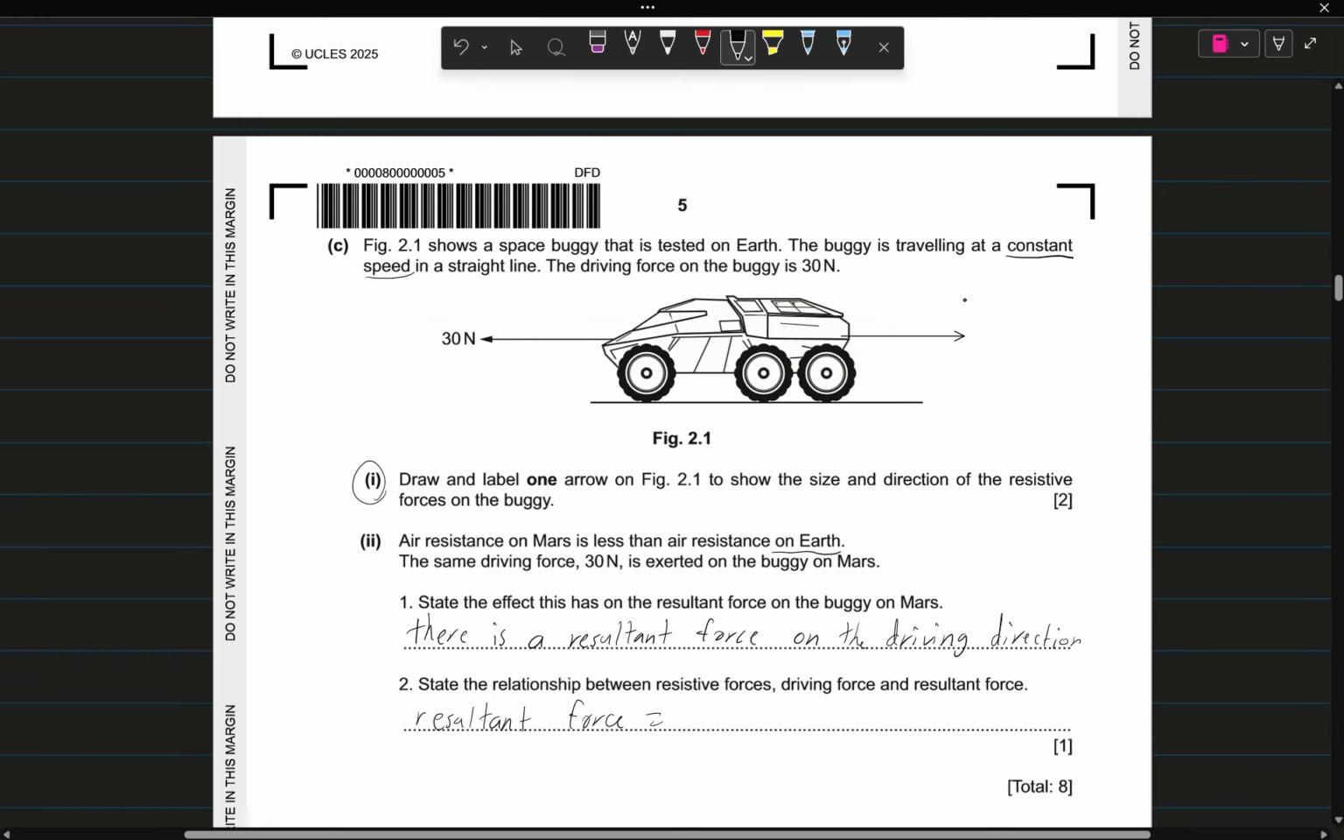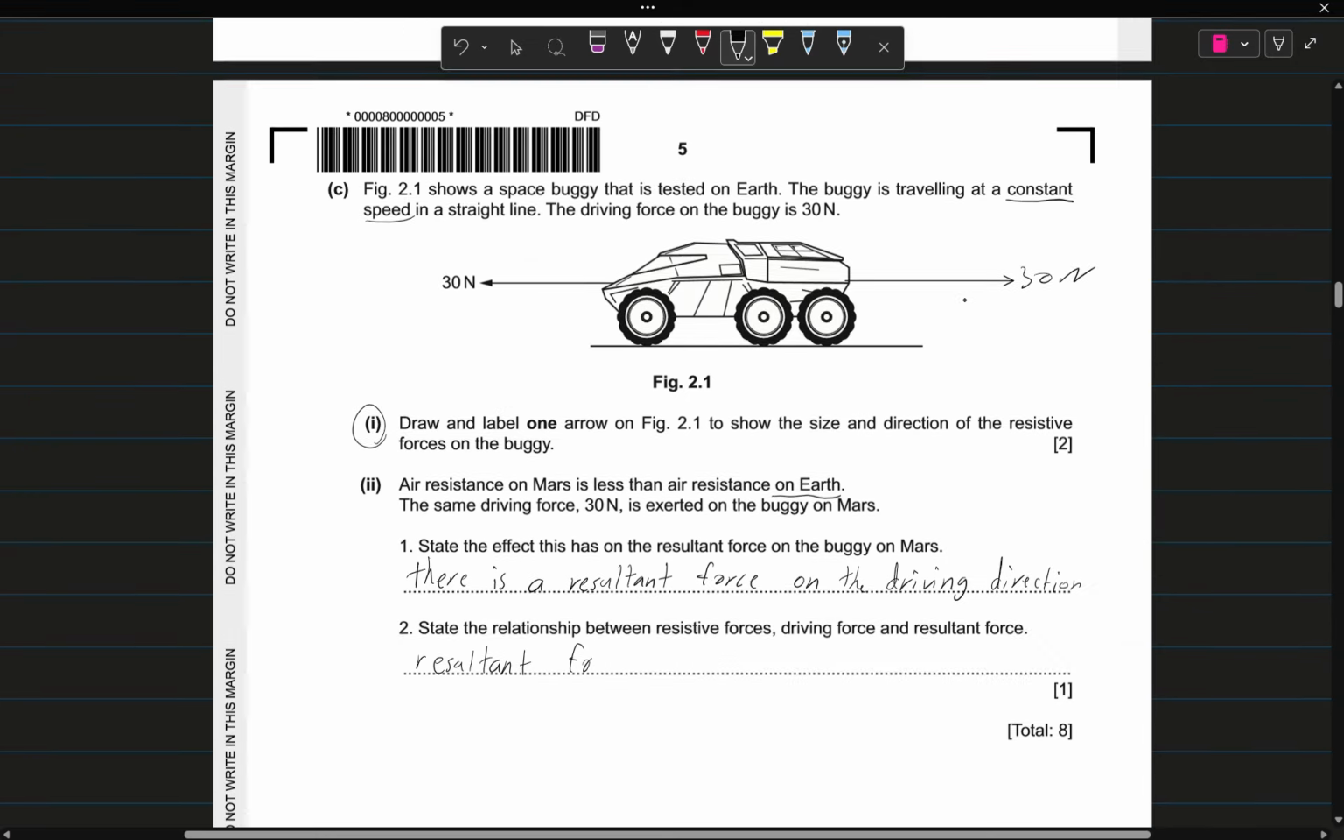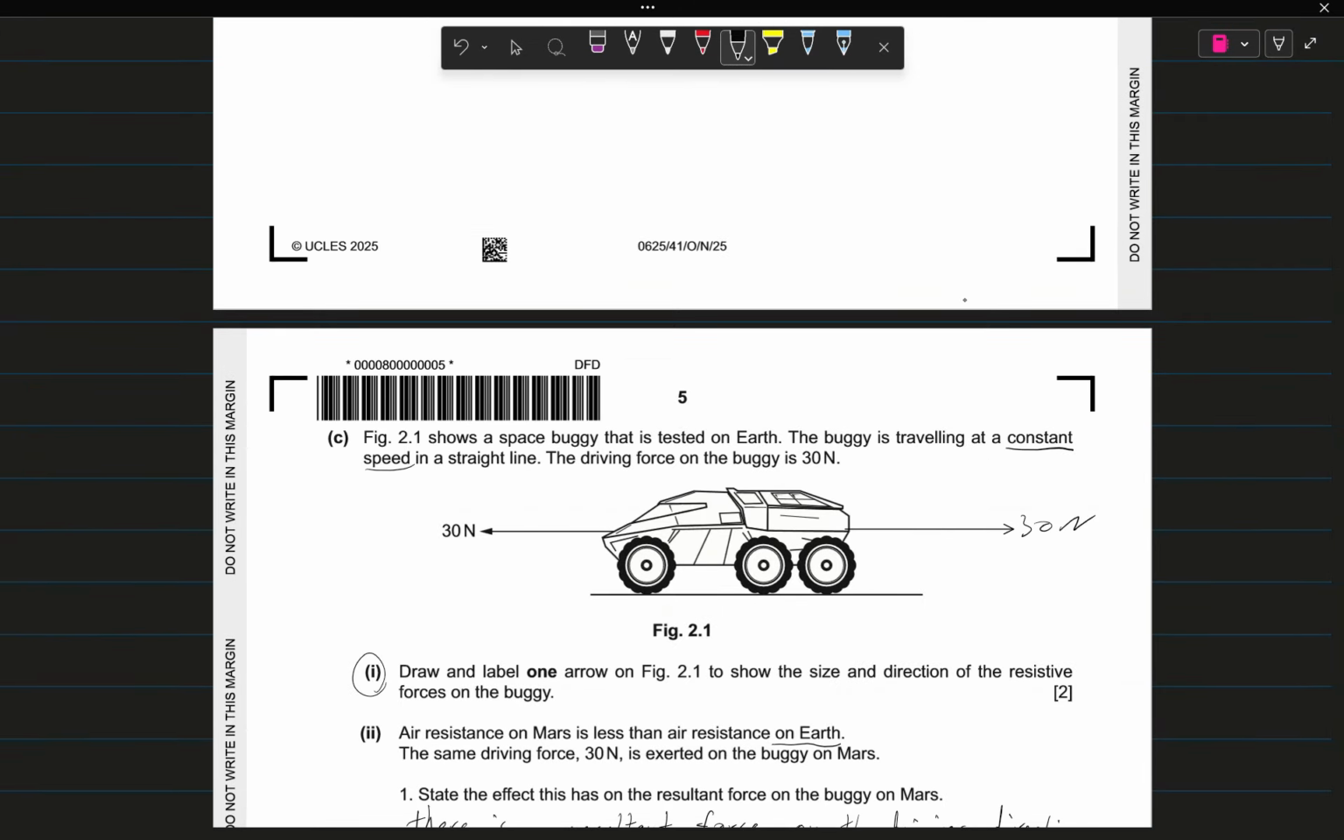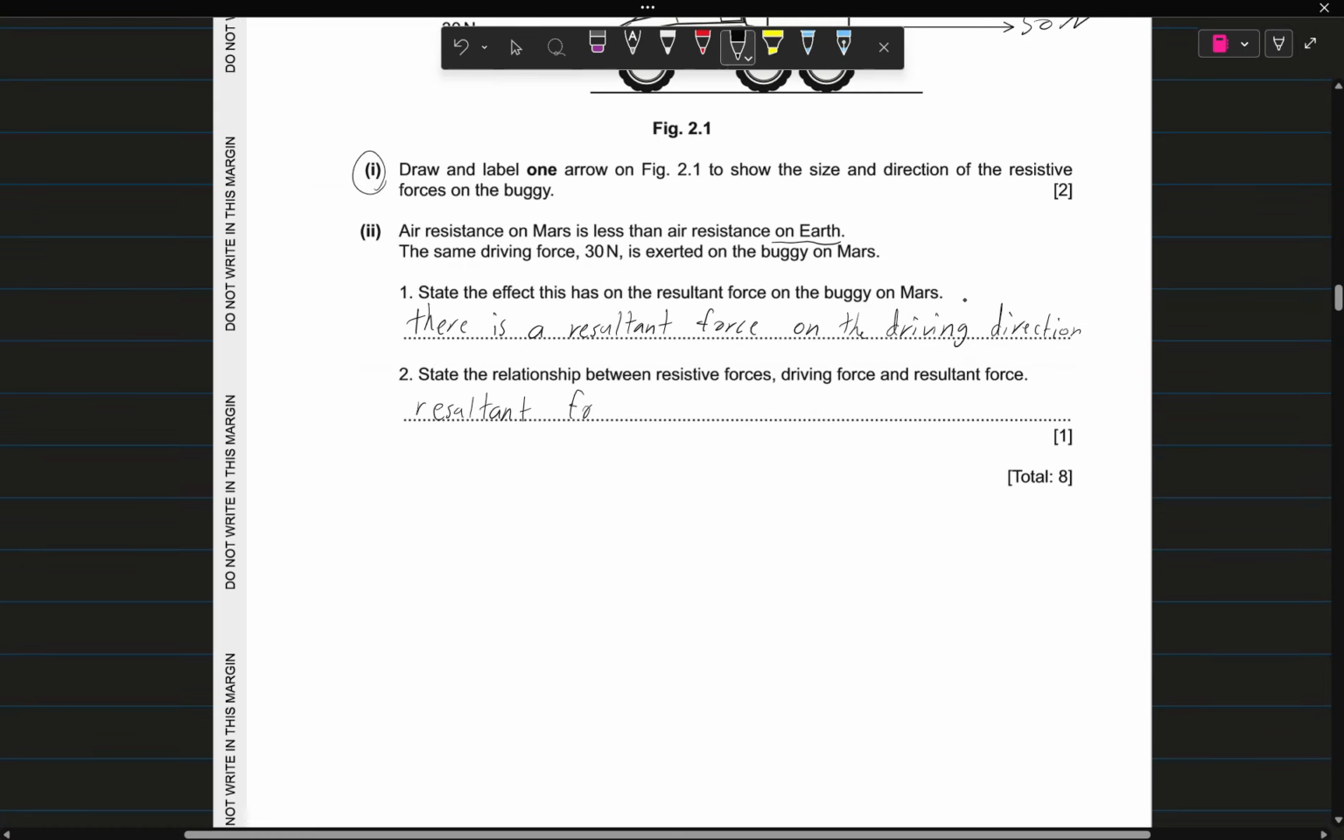So let's say here that the force, instead of it being 30, it was 20. That means that the resultant force will equal 30 minus 20, which will be 10. So from there alone, we can already see what our equation would look like. It will be the driving force minus the resistive force. Now I'll just undo that, because after all, we have to follow the correct arrow, being 30 Newton. So resultant force equals the driving force minus the resistive force.